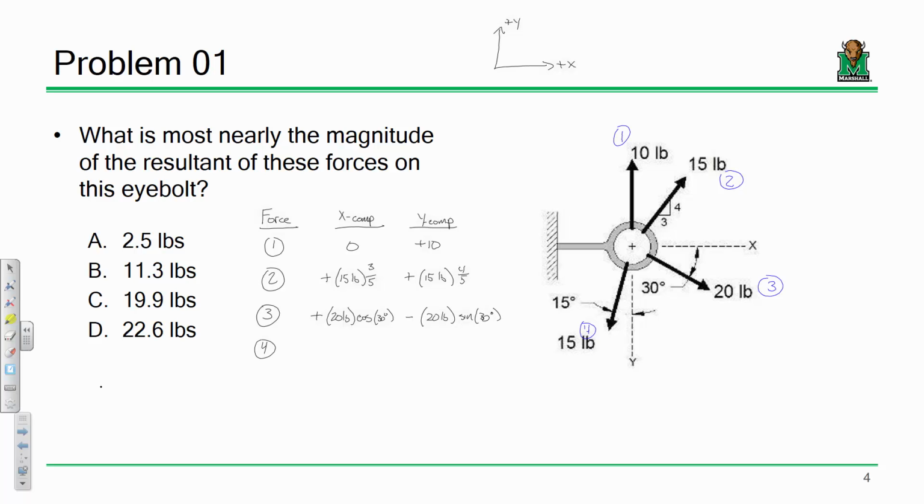And then force 4, what are the signs for my x and y component? Negative. Negative. So I got negative and negative. And so it's 15 pounds. For the x component, what's my trig function going to be? The sine of 15 degrees. Remember, the angle's off the y-axis. So when you measure the angle off the y-axis, your trig functions are swapped. We always associate cosine with the x and sine with the y, but we swap them when we measure the angle off the y-axis.